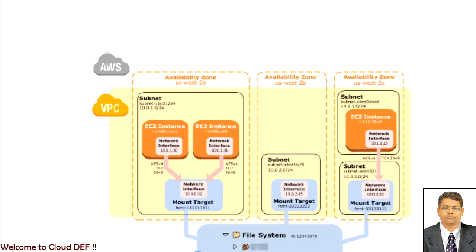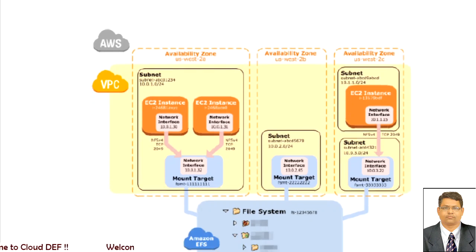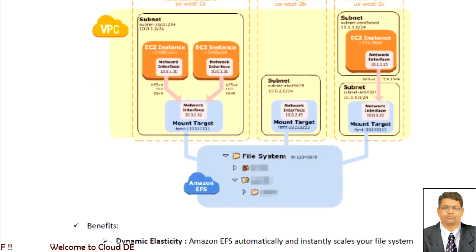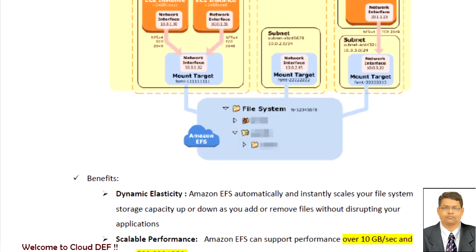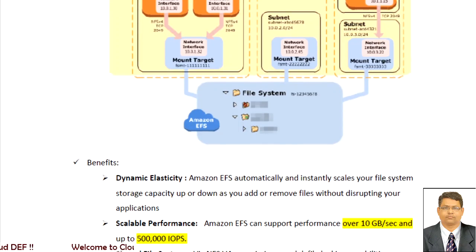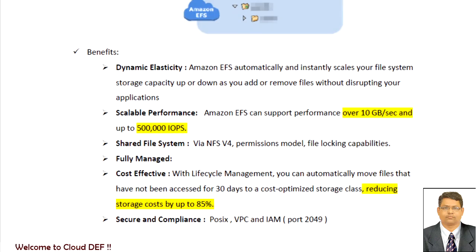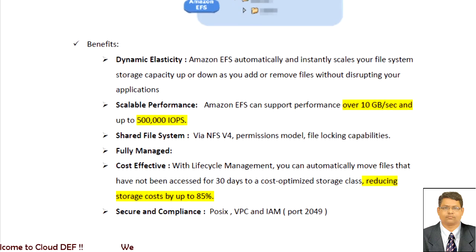Benefits. Dynamic elasticity. Amazon EFS automatically and instantly scales your file system storage capacity up or down as you add or remove files without disrupting your applications. Scalable performance. Amazon EFS can support performance over 10 GB/s and up to 500,000 IOPS. Shared file system. Via NFS v4, permissions model, file locking capabilities.